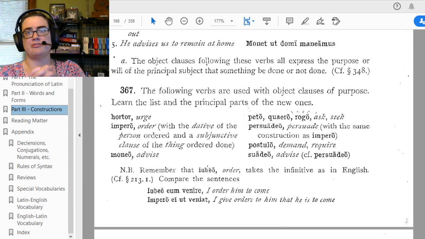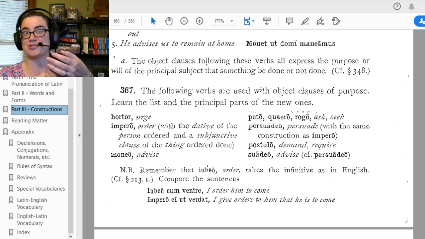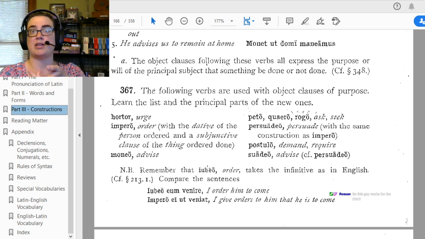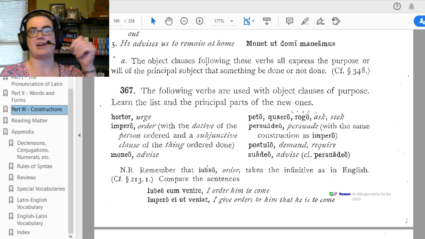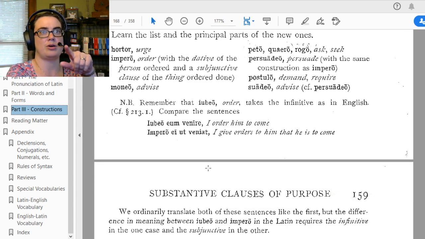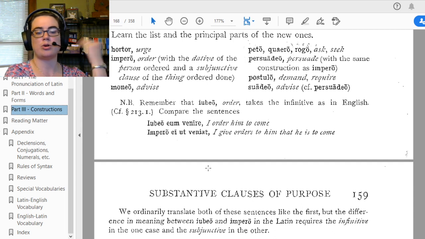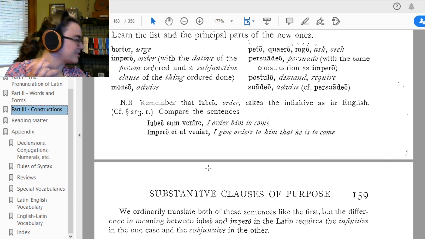So here are some verbs that usually take that indirect command. Hortor, to urge, impero, to order, with the dative of the person ordered. Moneo, advise, peto, quaero, rogo, to ask or seek, persuadeo, persuade, postulo, demand, suadeo, advise. And again, our exception that I mentioned before, iubeo. Even though it's an order word, this one takes accusative infinitive. Iubeo eum venire, I order him to come, versus impero ei ut veniat, I order to him that he should come. Right? English, we can translate them the same.